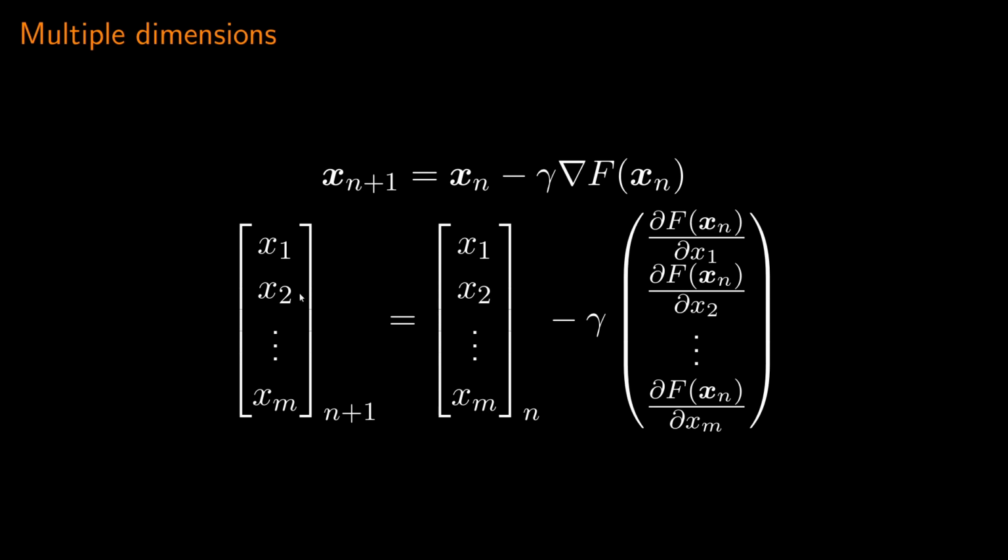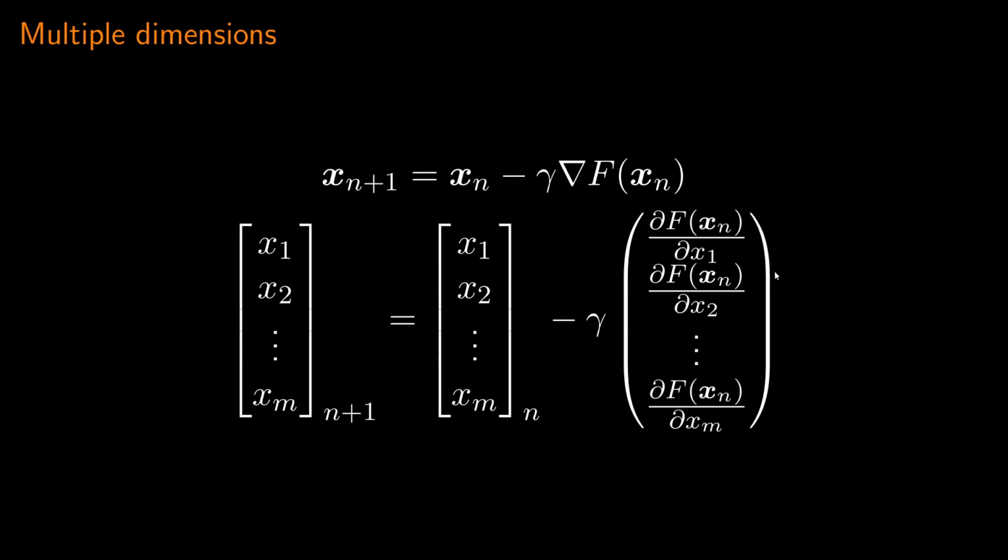For x2, which is the second element in the vector x, we take the partial derivative of f of x of n with respect to x2, and so on down to the nth element of x, where we take the partial derivative of f of x of n with respect to the nth dimension of x.